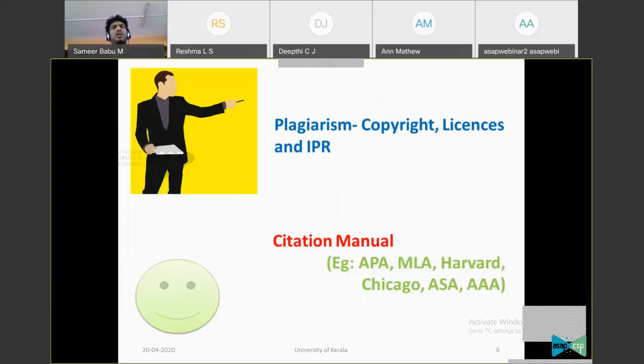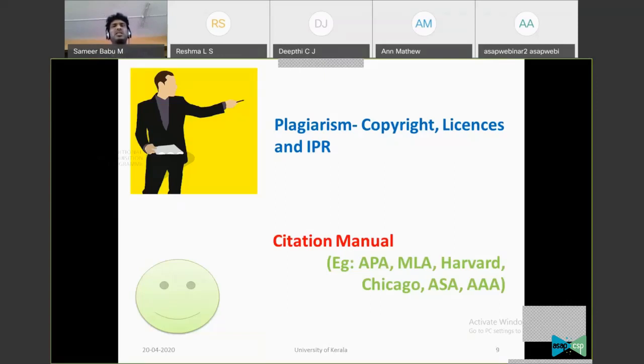At most care you should have. Plagiarism. It's a series of things. There is an issue of copyright. There are different licenses. If you see education or OER movement, Open Educational Resources movement is also there. There are many other licenses we have.